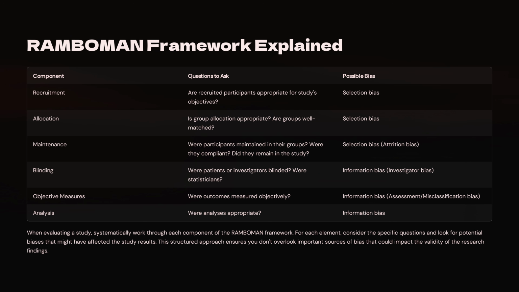Moving on to blinding, were the participants or investigators blinded, or both, were the statisticians, and this would help with investigator or information bias. Objective measures, were outcomes measured appropriately to assess information bias, assessment, misclassification bias. And finally, analysis, is the analysis appropriate, again, to help prevent information bias. This framework really helps you bring it all together, and I hope will help you remember all the biases that you need to assess a little more easily.